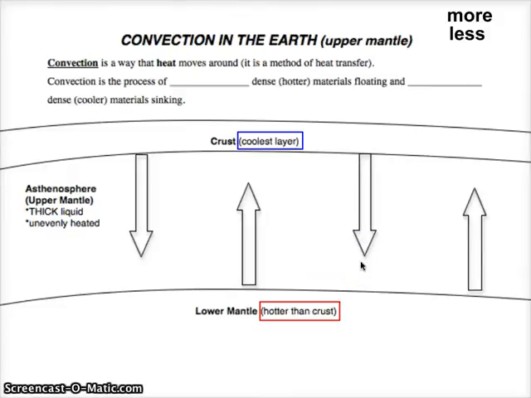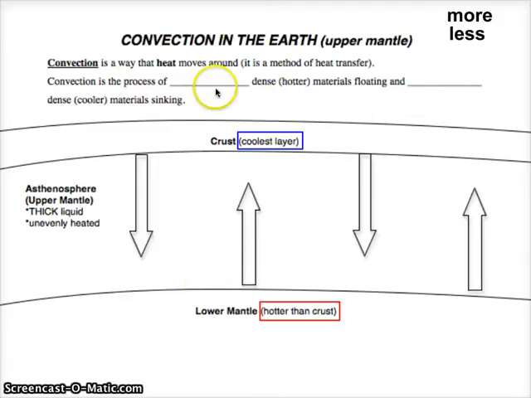Now I want you to think about what you know about convection and think about how it affects the Earth. So we know that the asthenosphere is not a solid. It's partially melted, so we're going to call it a liquid. We also know that it's cooler near the top and gets hotter near the bottom. Those are the criteria for convection. So it's not a solid and it is unevenly heated.